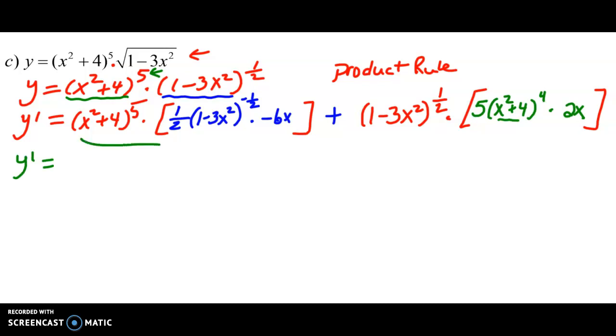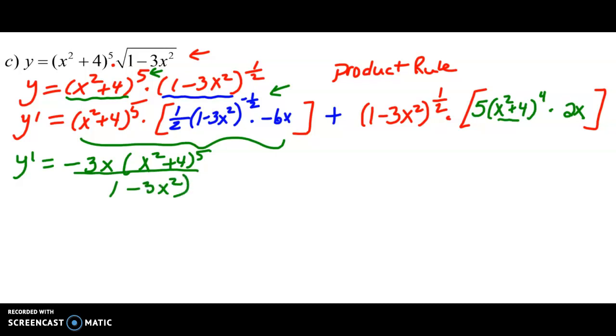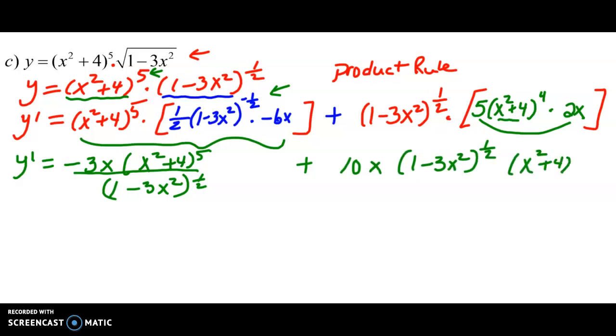So when I look at the first expression, I see that I have a half of a negative 6x, so that will give me negative 3x. I have x squared plus 4 to the 5. And I also have this negative exponent, which I'm going to make positive by moving it to the bottom, or denominator. Then I go plus. Again, I have this 5 and 2, which gives me 10x. I have 1 minus 3x squared to the half. And I have this x squared plus 4 to the 4.